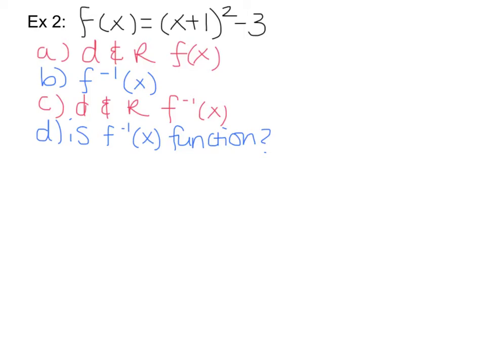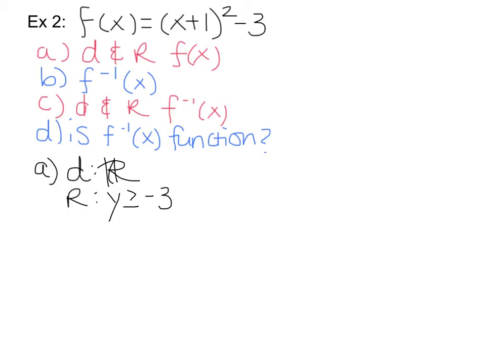Let's look at our second example and do the exact same thing. So this time we have f of x equals x plus 1 quantity squared minus 3. All right, so to talk about the domain and the range in part A, we have to remember what this looks like, okay? So a long time ago, we graphed this. Since it has 2 as the exponent, it's a parabola. The plus 1 moves it to the left 1, and the minus 3 moves it down 3. So since it's a parabola, your domain is all real numbers. The range, since it was moved down 3, is greater than or equal to negative 3.